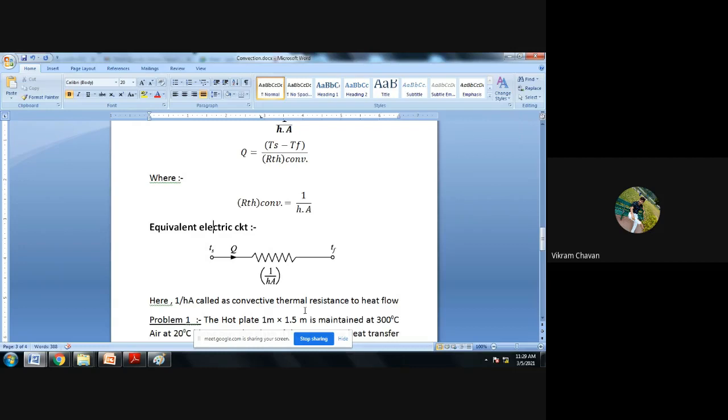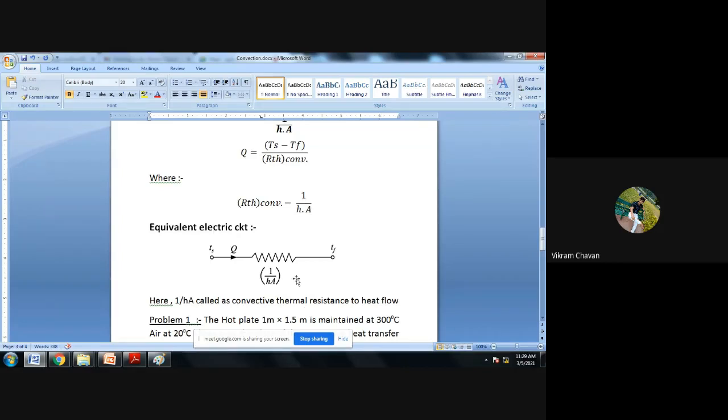Getting everyone? What is meant by thermal resistance for heat flow, how we have determined that, how we have made the electric circuit analogous to Newton's law of cooling, and the different factors on which the convective heat transfer coefficient depends. Is there any question, any doubt?